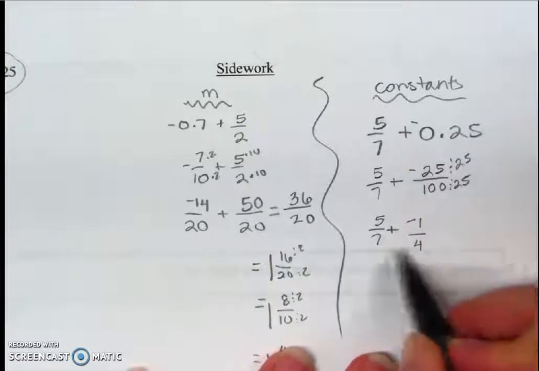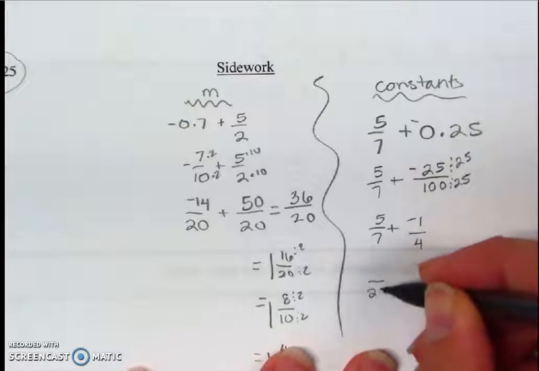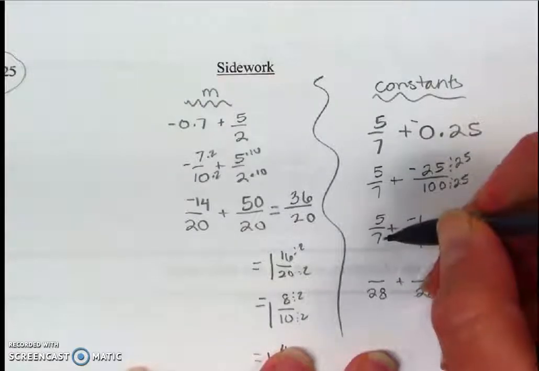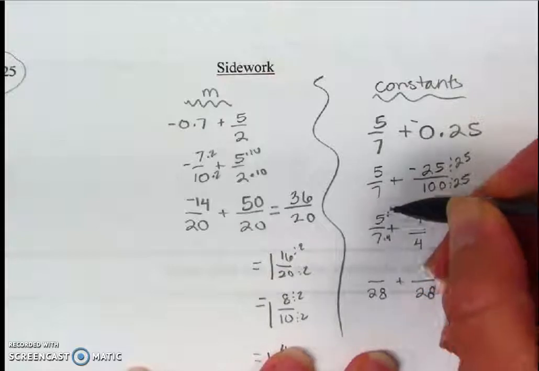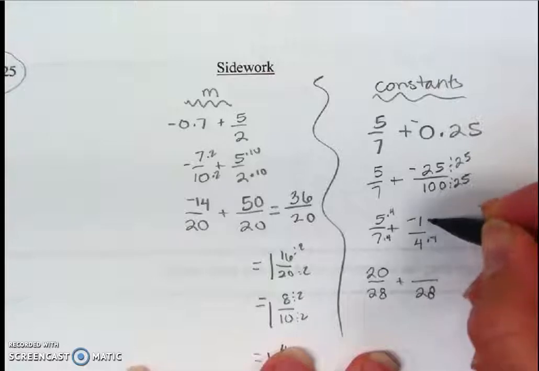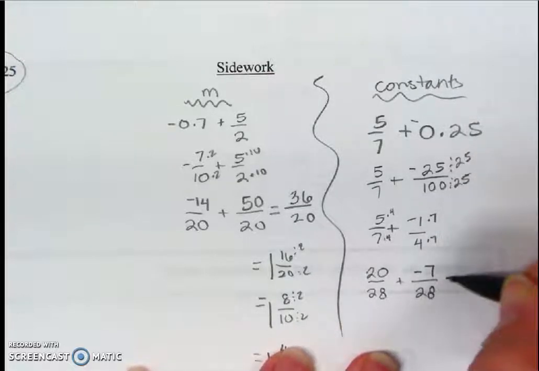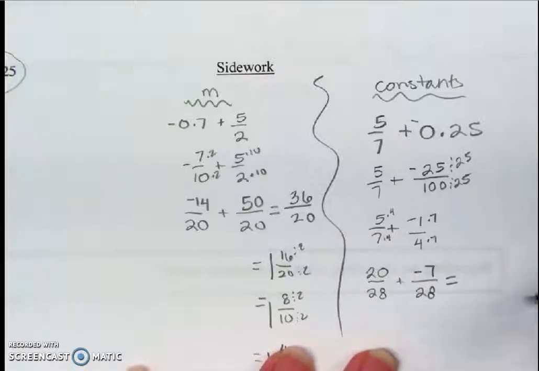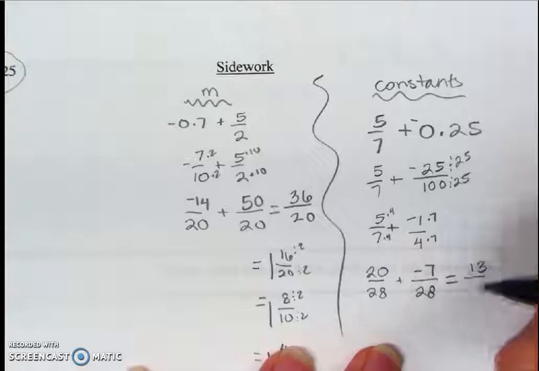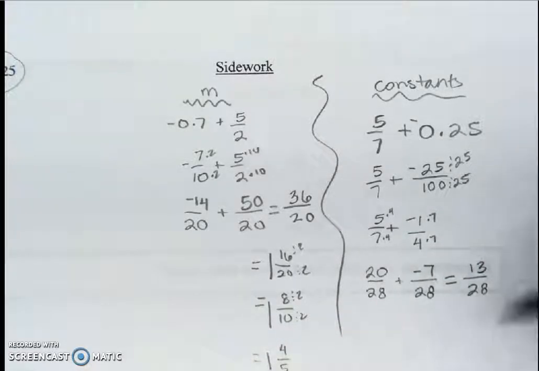Let's look at this. So in fourths and sevenths, I think the only common denominator here is going to be 28ths. So let's go ahead and change both of these to 28ths. To get there from the 7, I multiply by 4. So this will become 20/28ths. To get there from the 4, I multiply by 7. So this is going to become negative 7/28ths. 20/28ths plus negative 7/28ths is going to give me 13/28ths left over. Add more positives, so it'll stay positive. All right, so that's my constant.